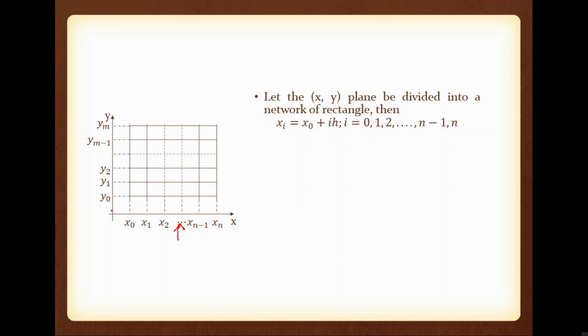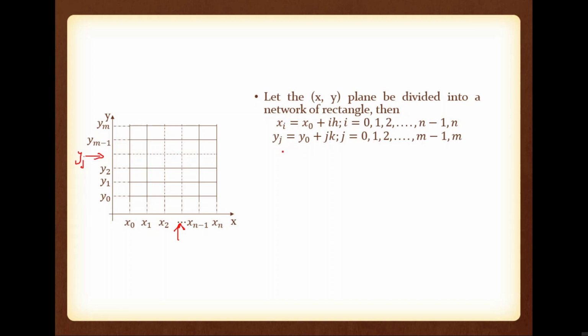Now we have y points, starting from y0 to ym. These are the boundary of y values. Okay. So we can write this one. As it is y, we can represent it by the index j. We can use j as the index of y. So yj is equal to the first point y0 plus j into k.